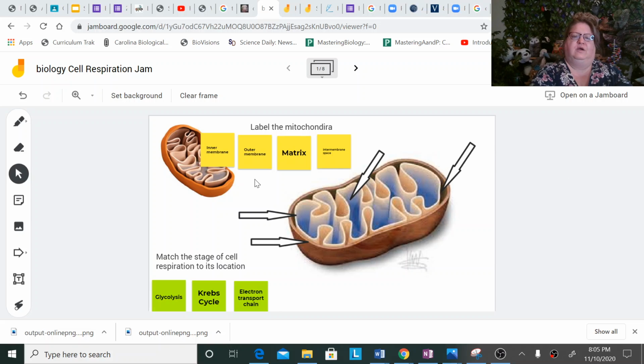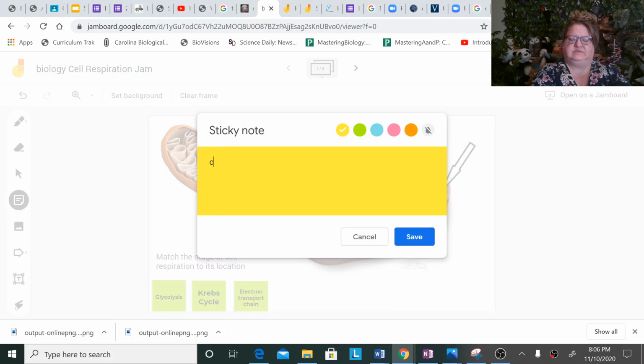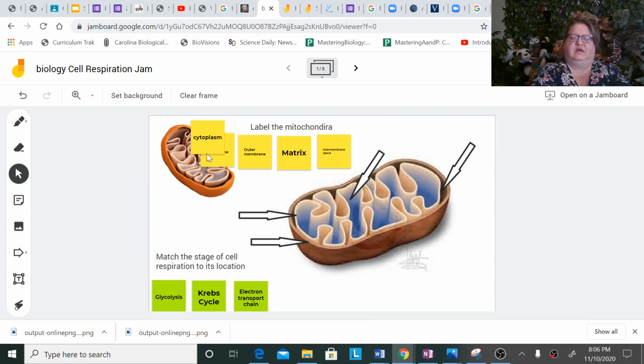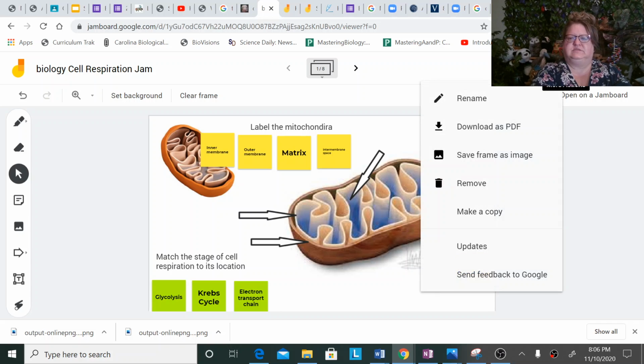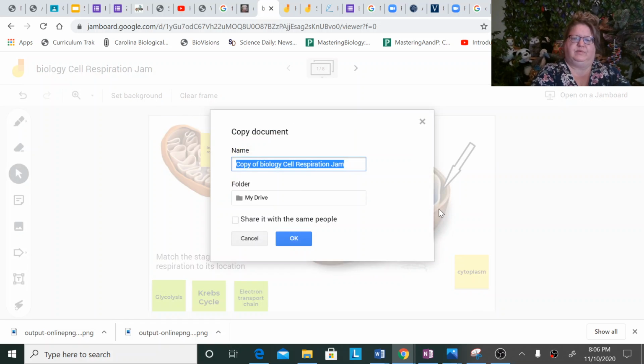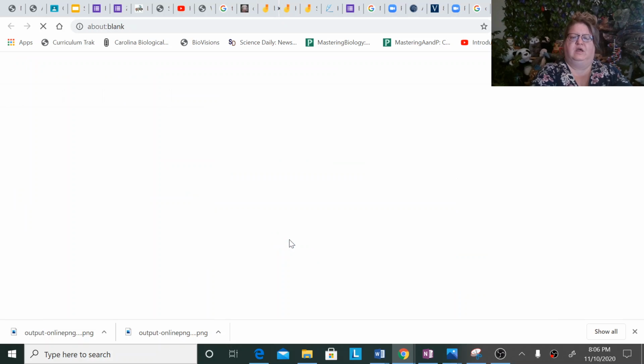So notice we've got in our yellow sticky notes our 4 parts of the mitochondria that we're going to be looking at a little bit more. And then we can even add one here for the cytoplasm. And just to really clear that up, the cytoplasm is going to be outside. There we go. So that's going to be our cytoplasm there. Now I'm going to go ahead and make a copy real quickly because I need to make a key.